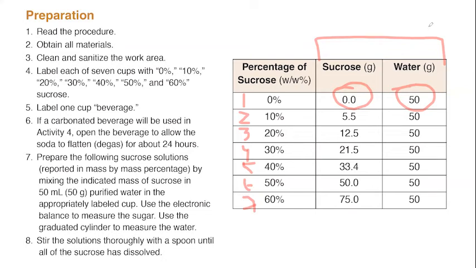Right. So we have 7 different solutions with increasing amounts of sucrose in it. What does this mean? W/W%. You may have seen that in the hospital setting or some other settings.